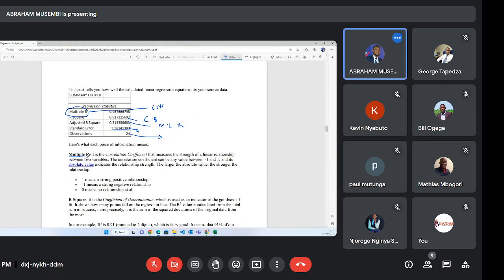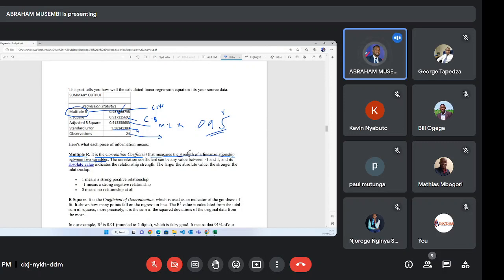Then for multiple R, we've said it is the correlation coefficient, and it measures the strength of the linear relationship between the two variables. You can see the value of our multiple R, that is the correlation coefficient. It's a big value, 0.95, meaning we have a strong relationship.